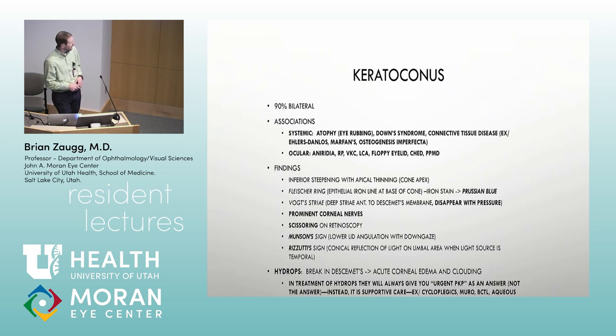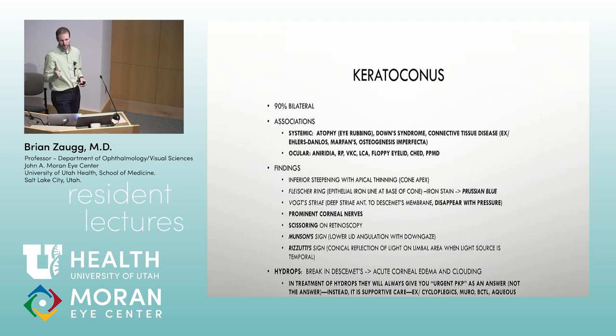Okay. And then hydrops is another one that they'll try to get you to do something risky on. So when somebody presents with hydrops, you're not treating them with PK initially. And it's not an infection. So that's the hard thing to figure out. Do they have an infection? Is this hydrops? They have a history of keratoconus, it's most likely hydrops. And then you just watch it. It's mostly just supportive care initially.